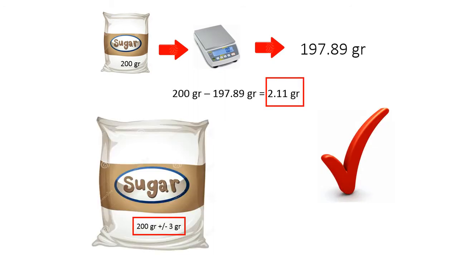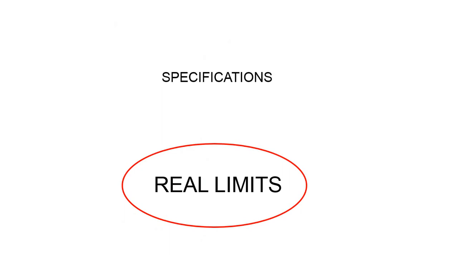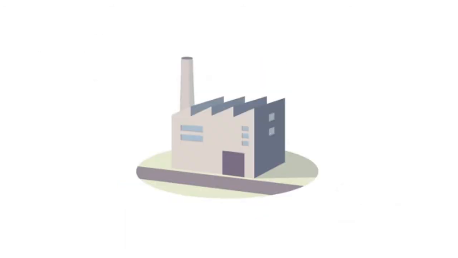Now we're gonna talk about the real limits. We have to go deeper in the sugar process. To understand what the real limits are, we have to answer this question. Is the process actually producing the grams that are in accordance with the specifications? So, let's go to the factory.